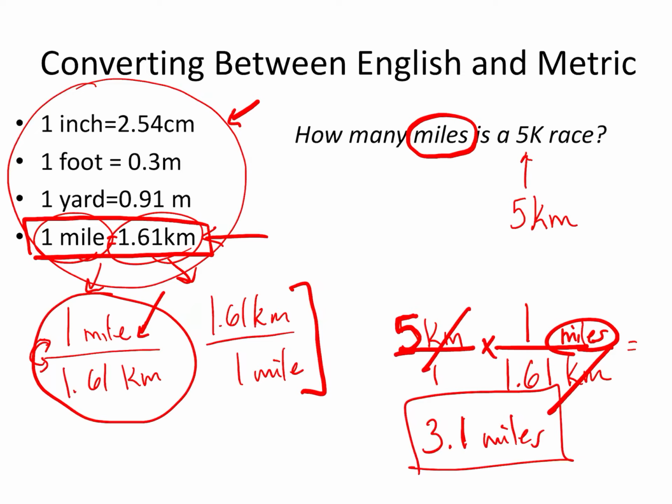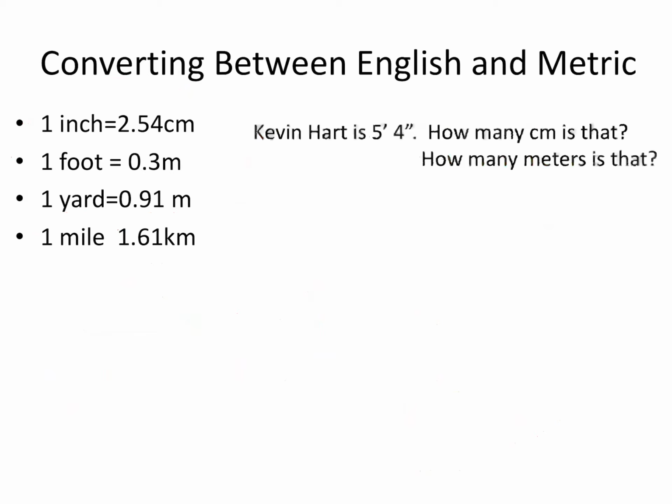Okay. So let's walk through a few more. Kevin Hart is 5 feet 4 inches. How many centimeters is that, and how many meters is that? So let's take a look at our conversion choices here. What would work for us? I think that this would work for us, right? 1 inch equals 2.54 centimeters.